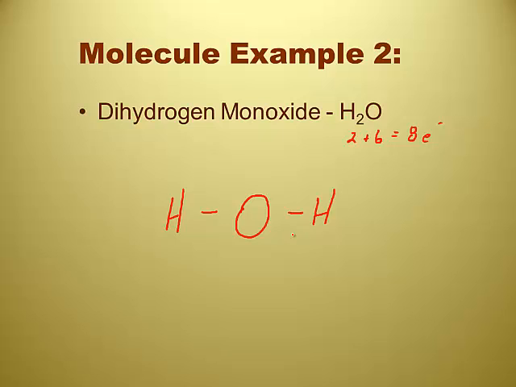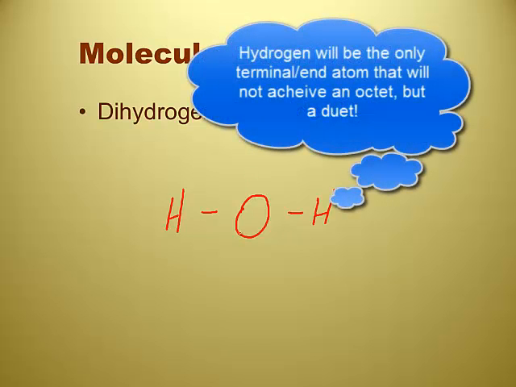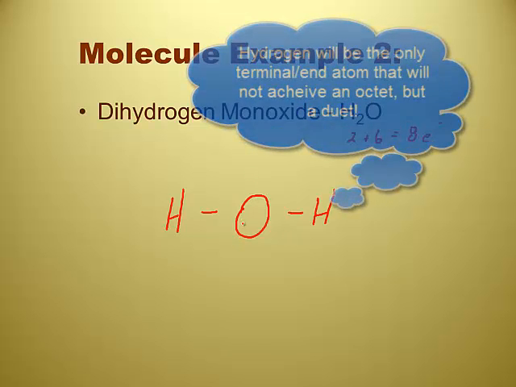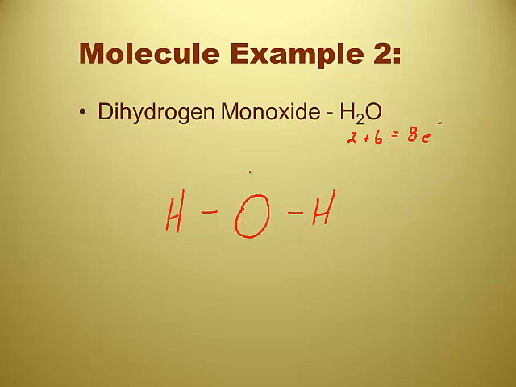Now the next step is to distribute the remaining electrons on the terminals first. But with hydrogen, you can't because it's happy, so they go on the central atom. So we're going to put them on oxygen. I put a pair here, and I put a pair here. In paper and pencil world, that's a valid Lewis structure.